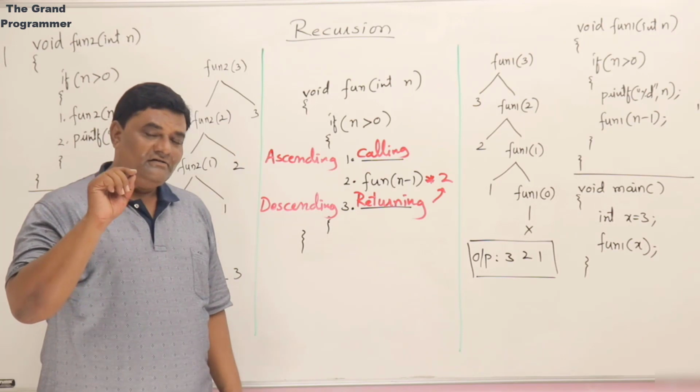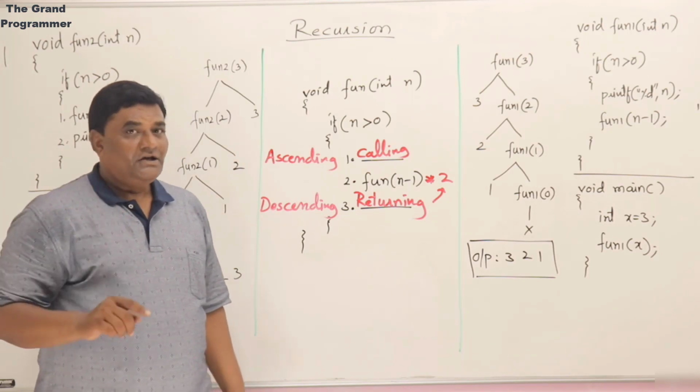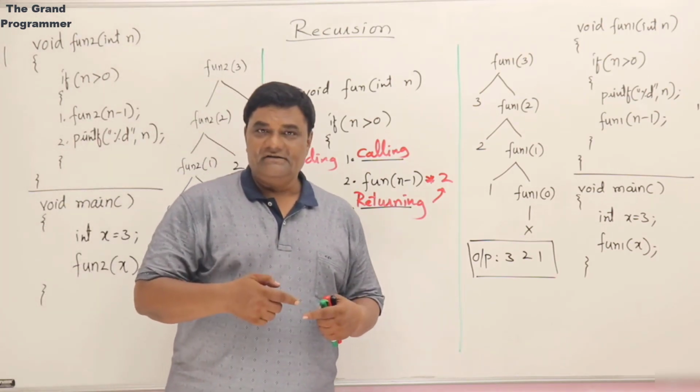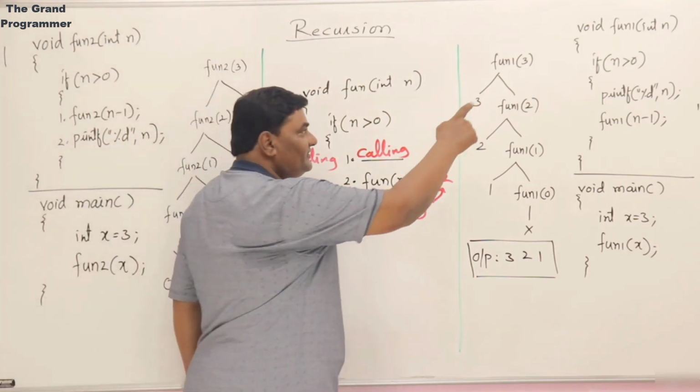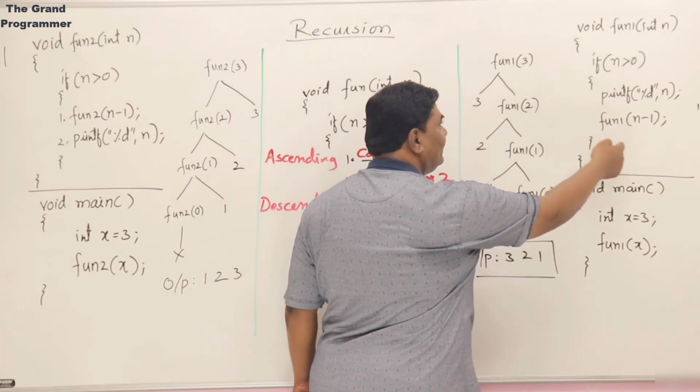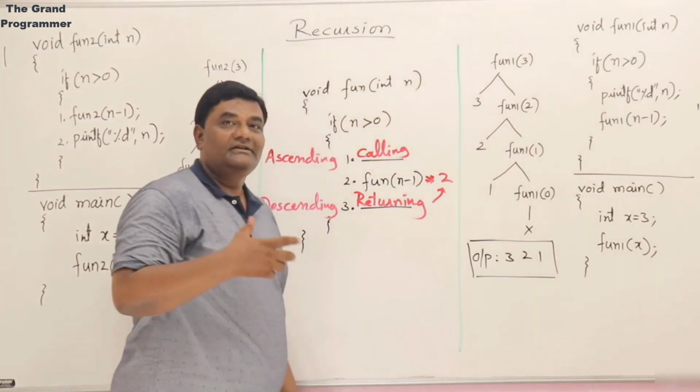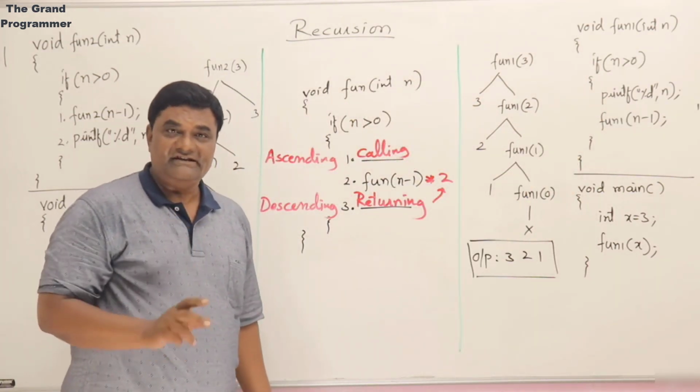Let us compare recursion with loop. Loops are repeating statements. Then what is recursion? Recursion is also repeating. See, a function call, then again it is calling, again it is calling. So is it not repeating? Yes, a recursion is also just like repeating.